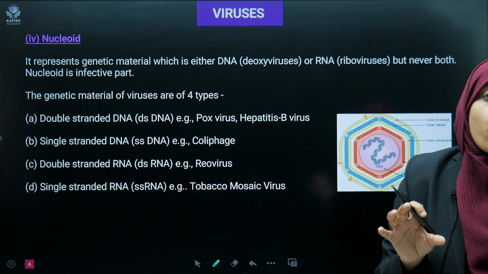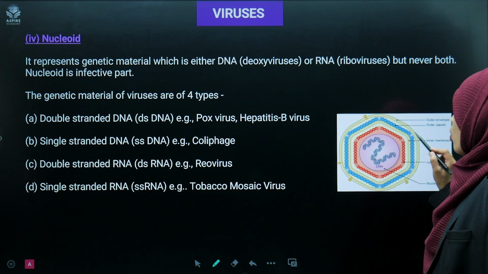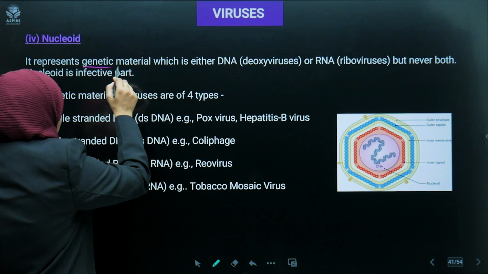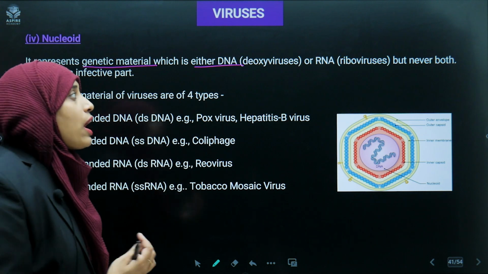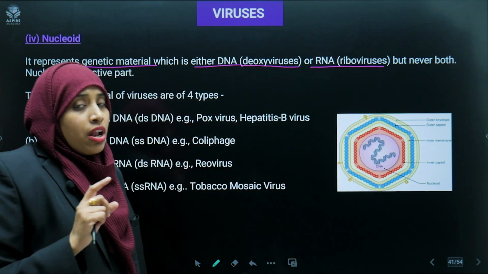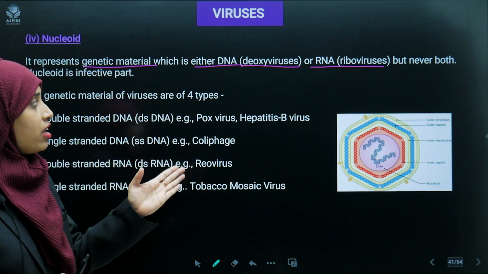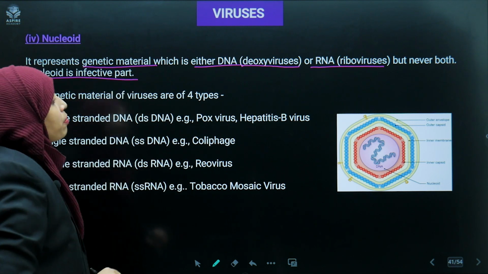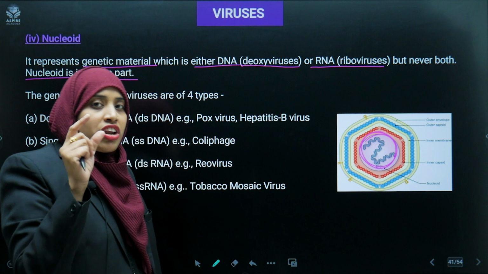Now we'll see what nucleoid is. What is called the nucleoid? The central part where the genetic material is present, which comprises the whole genetic material, is known as the nucleoid. It represents simply the genetic material, which is either DNA or RNA in a virus. DNA is a deoxyvirus and RNA would be a ribovirus. But both DNA and RNA will not be present in any virus. Either DNA or RNA as genetic material might be present. Now nucleoid is the infective part. The most infective part is this nucleoid, where the genetic material is.